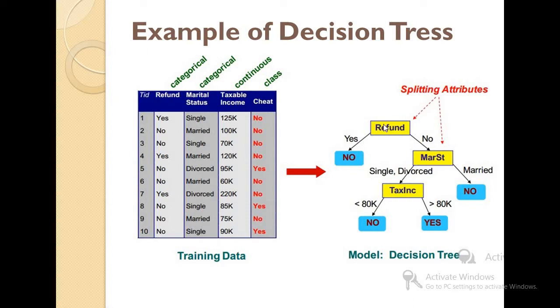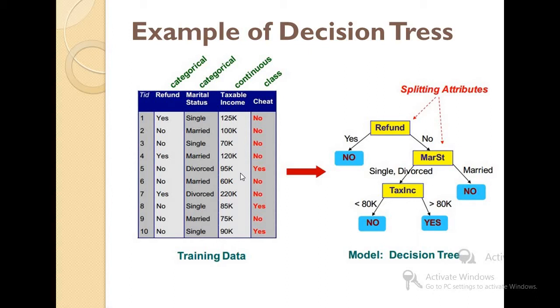If the person refunds the loan, if yes, then there is no problem. If it is no, then we have to look at the reason behind it. We again look at the marital status, single or divorced. If the salary is less than 80k, then no. If the salary is more than 80k, then yes. If that person is married, then the probability is very low that they will not pay the loan. So it helps us to make a decision for the future.